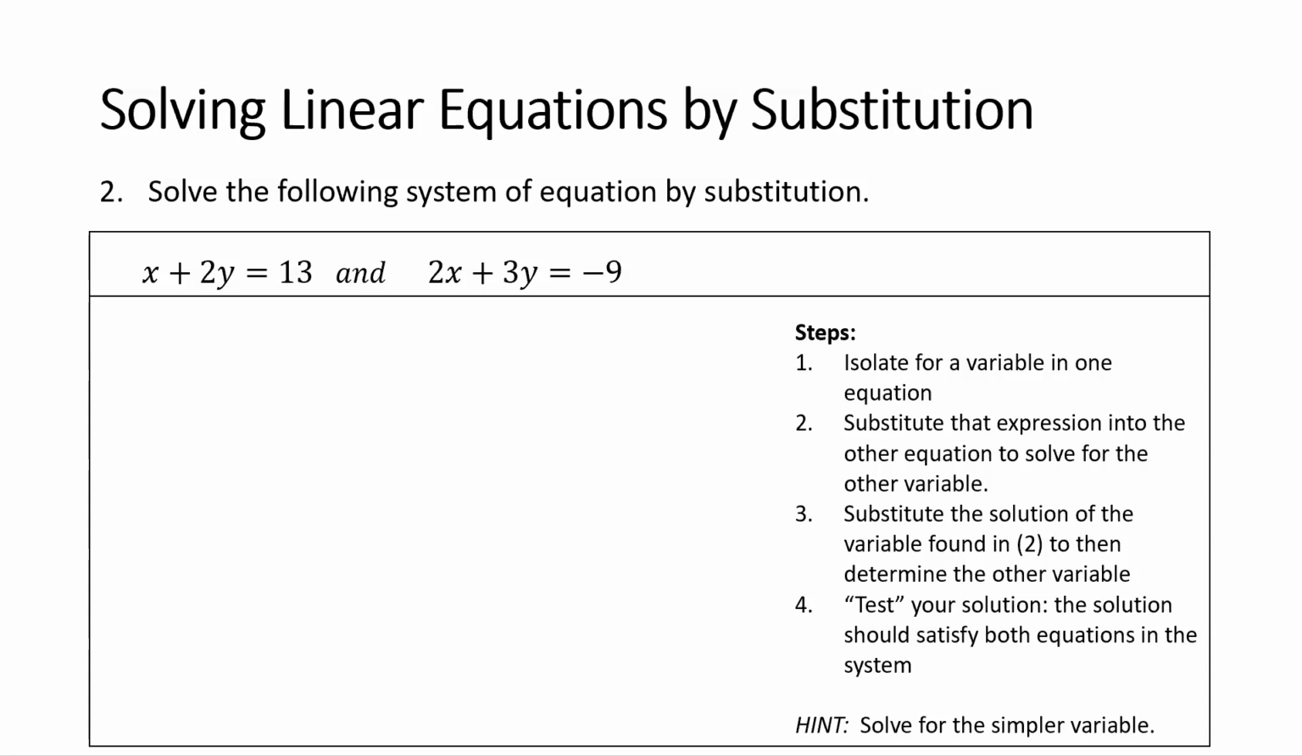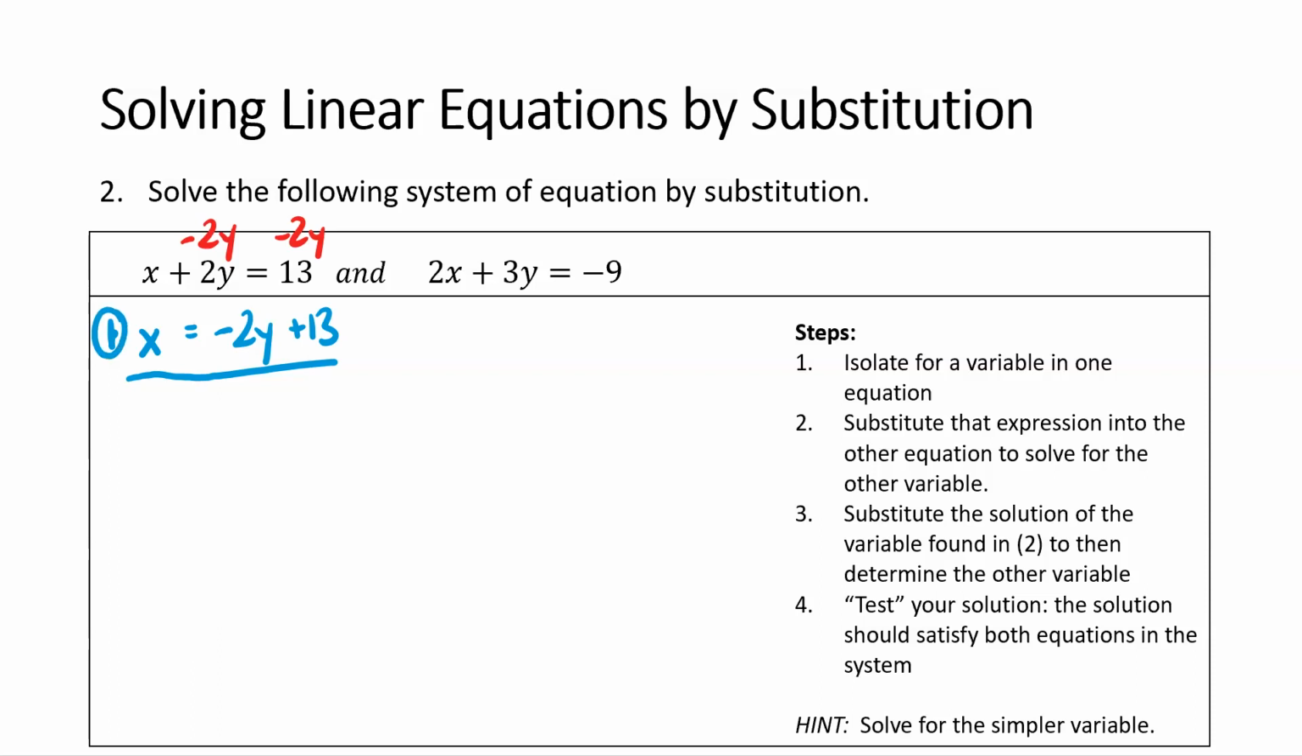If I'm looking to isolate for one variable, it seems isolating for this x in that first equation is probably the easiest thing to do, because all I have to do is subtract 2y from both sides. So if I subtract 2y from both sides of that equation, I'll end up with x equals negative 2y plus 13. And that is the end of step 1. I should call this step 1 here.